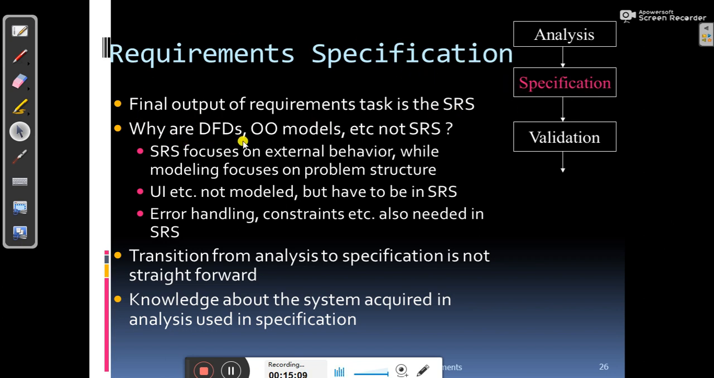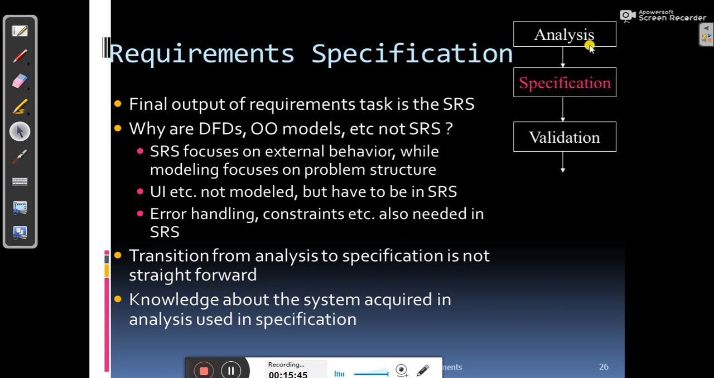So why are DFDs and OO models etc. not the SRS? SRS focuses on external behavior while modeling focuses on problem structure. In the specification part, the SRS tries to focus on the external behavior of your system, not the internal behavior of your system. So UI, GUI etc. are not modeled but have to be in the SRS. Error handling, constraints etc. are also needed in the SRS. So the transition from analysis to specification is not straightforward.